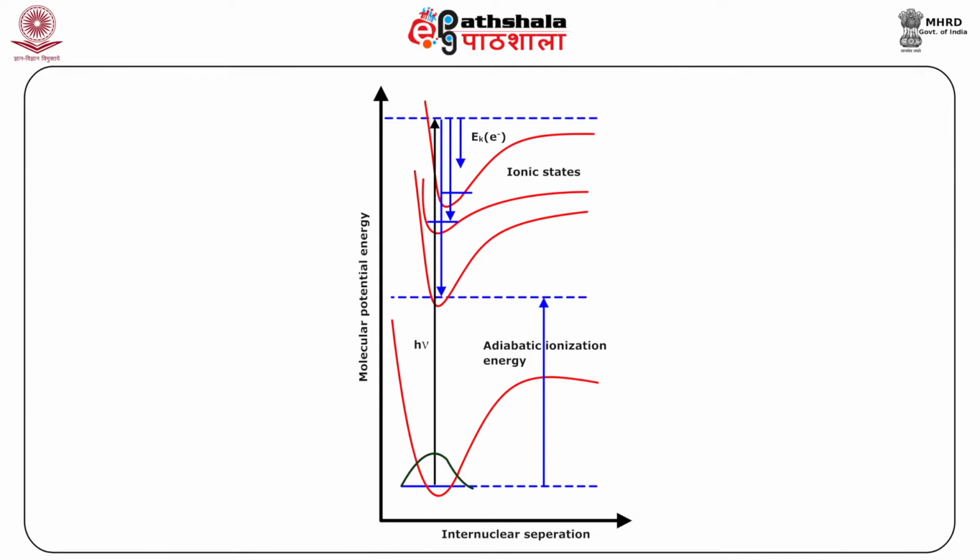The lower potential energy, Morse potential energy diagram is for the ground state molecule. When it is ionized, it may go to different M plus states, and you can see that they have different energies, and there can also be a change in the vibrational energy of the M plus ion.